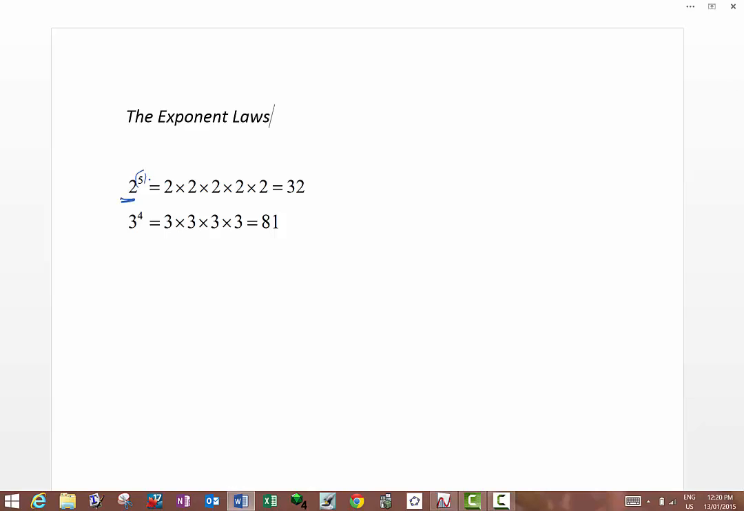So 2 to the 5 is 2 multiplied by itself 5 times. 2 times 2 times 2 times 2 times 2. And that works out to be 32. Similarly, 3 to the power 4 is 3 times 3 times 3 times 3, which is 81. Another example, 5 to the power 3 simply means 5 times 5 times 5, which is 125. So really, exponents is dealing with the number of times that the same number is multiplied together.